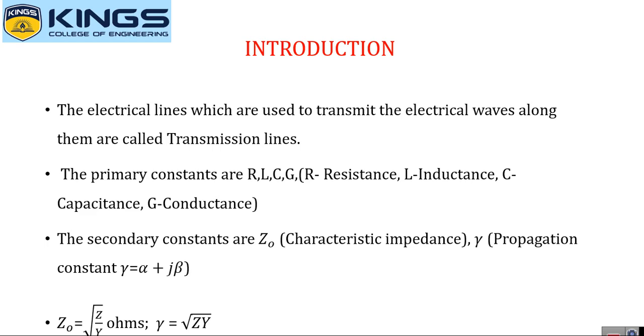The characteristic impedance is the square root of Z by Y, in ohms, and the propagation constant equals the square root of Z into Y. Here Z equals R plus j omega L and Y equals G plus j omega C. The propagation constant is the square root of the multiplication of Z and Y.